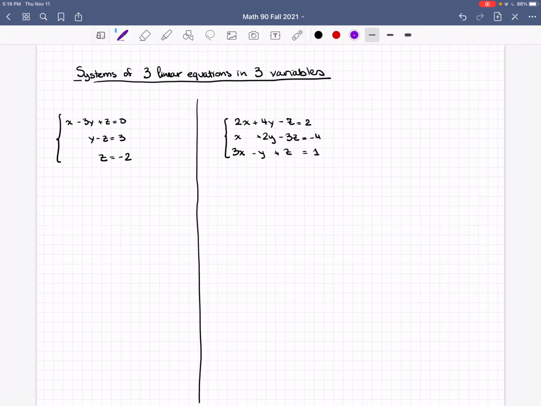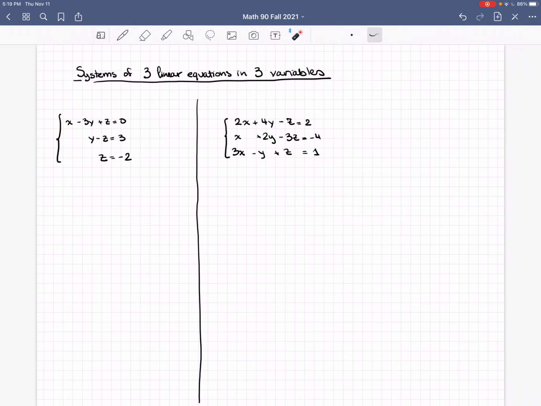The process that we are going to be employing is going to be centered around the idea of putting the system into triangular form. When I say triangular form, I mean a form like this one. You will notice that the variables are lined up. X's are over X's, Y's are over Y's, Z's are over Z's, and the shape of the equations kind of makes a triangle. So it's very, very visual, like so.